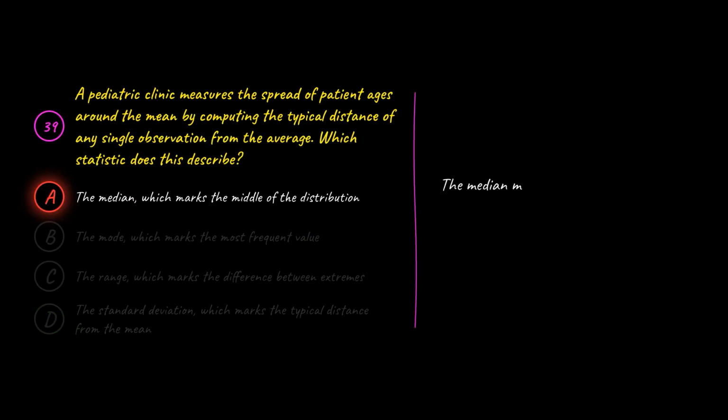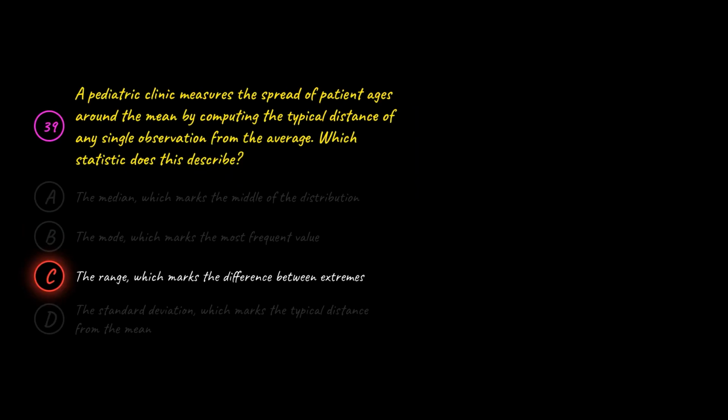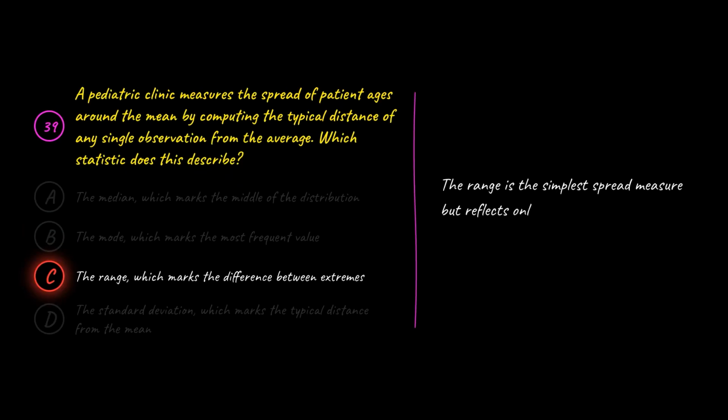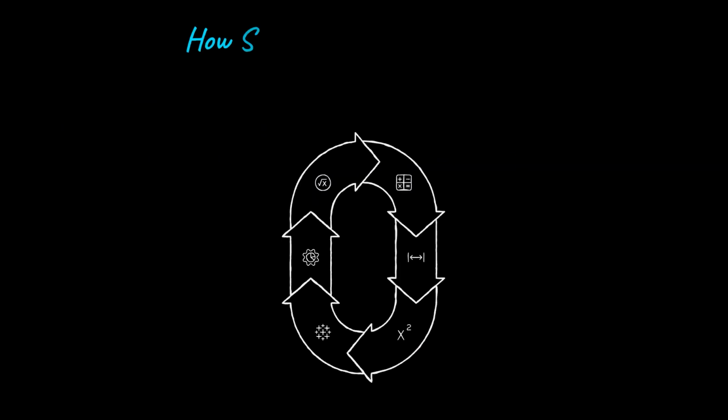A is wrong because the median marks the central value but says nothing about spread or distance from the mean. B is wrong because the mode reports the most frequent value and offers no measure of variability. C is wrong because the range is the simplest spread measure but reflects only the extremes, not the typical deviation from the average. The standard deviation measures how far observations typically fall from the mean. It's the most important measure of spread in statistics. Understanding how it's built helps you use it correctly and avoid common exam traps.